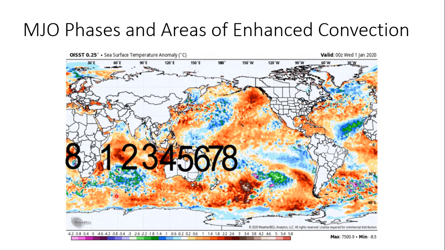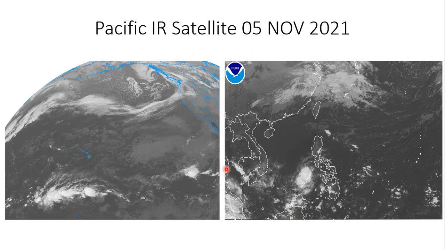So let's take a look now at the MJO phases and areas of enhanced convection. Again, as a reminder, the MJO runs from phases 1 through 8. Each of these numbers represents areas of the equatorial western Pacific, as well as the maritime continent and Indian Ocean. These numbers represent different areas of enhanced upward vertical motion or convection. So let's take a look at the phase diagrams in a moment.